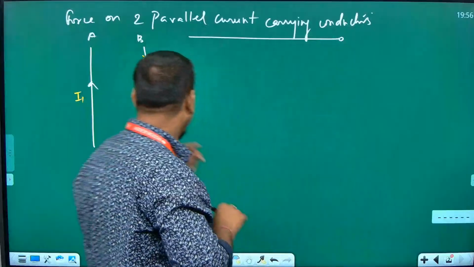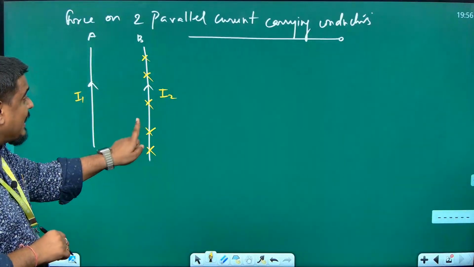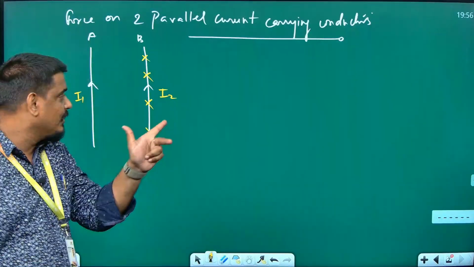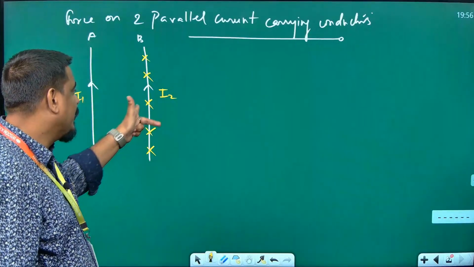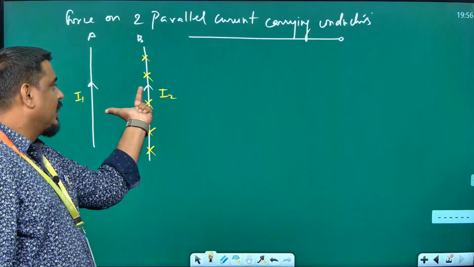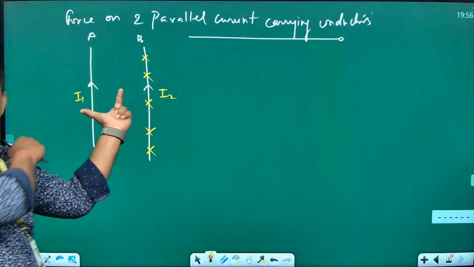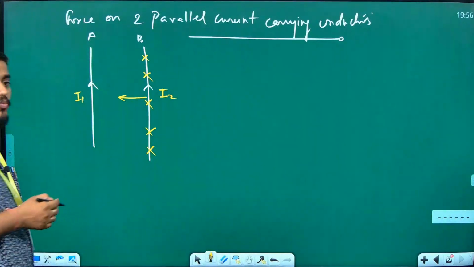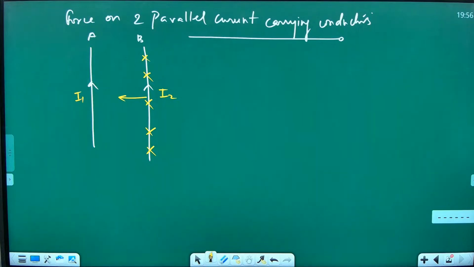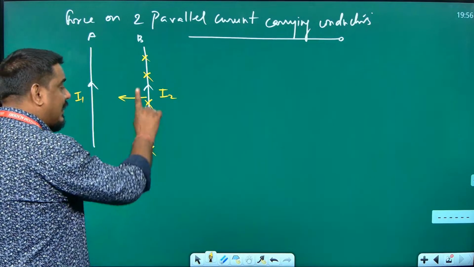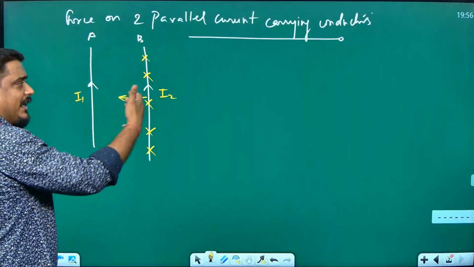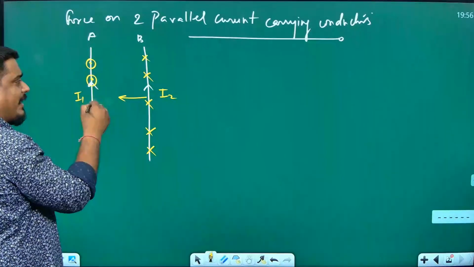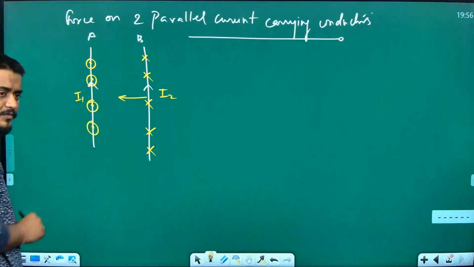Same way, the magnetic field is into the plane and the current is going in the upward direction. Now we will use the left hand rule. Magnetic field into the plane, current in the upward direction, which side is the force acting? Towards left. So there is a force acting on the wire which will make it move towards left. Now same way, by using the right hand rule, the current I2 in wire B produces a magnetic field out of the plane on wire A. Do you agree with me?